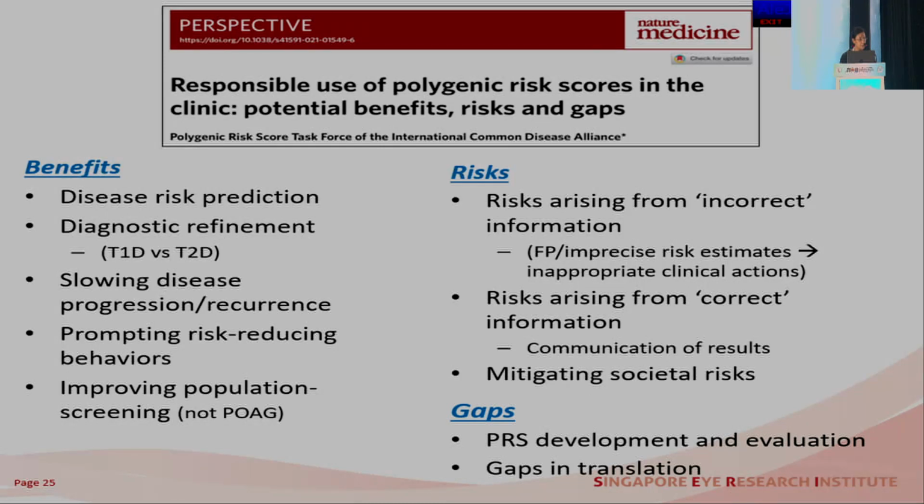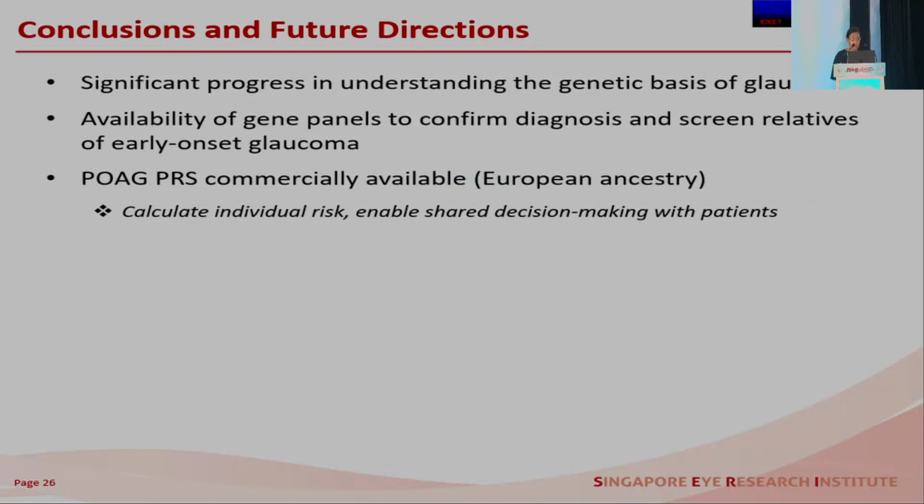And it's also important to understand that currently most of the polygenic risk scores are applicable to patients of European ancestry. So currently it is being developed and evaluated in persons of other ancestries as well. So in summary, there's been significant progress in understanding the genetic basis of glaucoma.